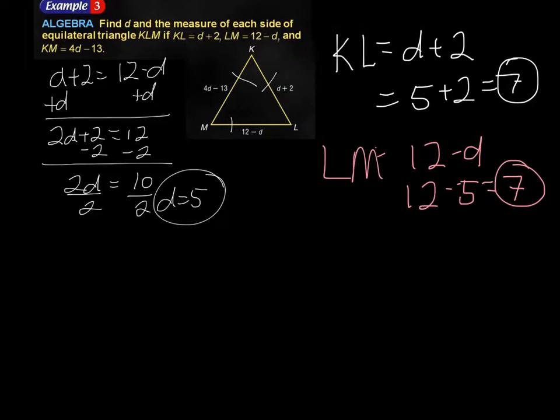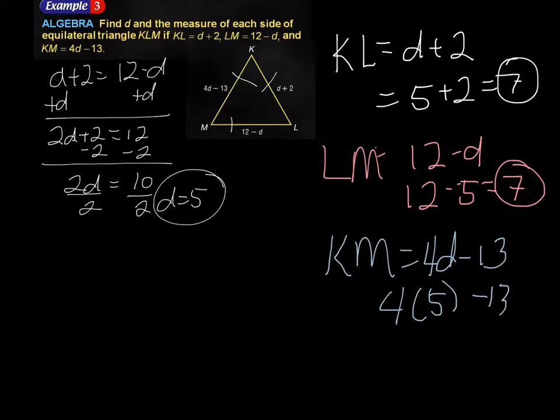And then our third side was KM is 4D minus 13. So 4 times 5 minus 13. 20 minus 13 is also 7, which is what we wanted. So that was kind of a little check step of sorts. Never hurts. Once you did one, you should have had them all, but it's good to check.